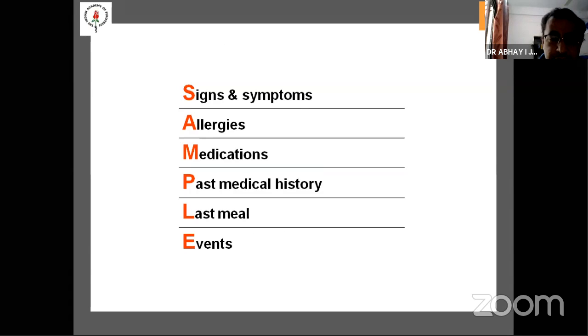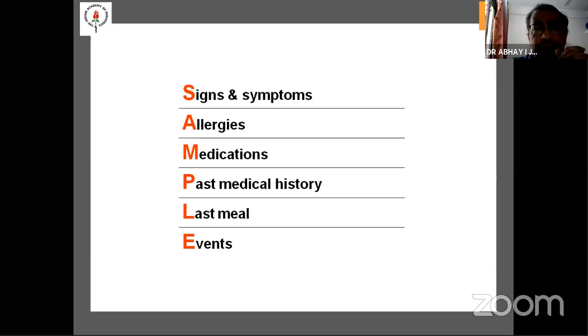In that, S for signs and symptoms, A for allergies, M for medications, P for past medical history, L for last meal, and E for events. Most of the time what happens is we start with signs and symptoms, but our eyes are looking for what we assessed in the first few slides on the PAT triangle. But simultaneously, while speaking to the parents, we ask, tell me what happened. And we are assessing the child with our eyes. Simultaneously, we are asking the parents about the SAMPLE history. Allergies, definitely. Medication, most of the time they have been treated by the family physicians for a few days and then they reach us in these cases.